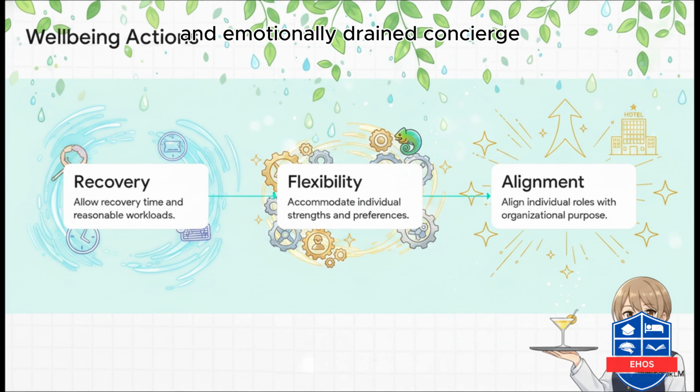So first, ensuring recovery time and setting reasonable workloads are non-negotiable to prevent burnout. A physically and emotionally drained concierge simply cannot project genuine warmth to a guest. Empathy in scheduling isn't just a nice concept, it's a core component of operational efficiency.